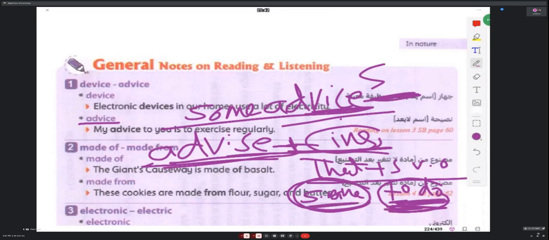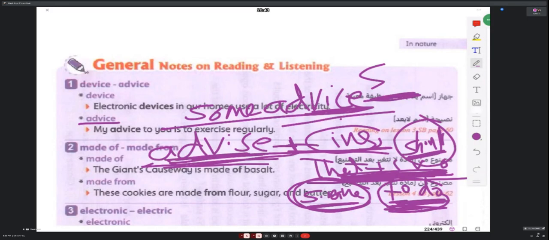When we use a sentence after advice, we sometimes use should. I can say, he advised me that I should study hard. He advised me that I should study hard. So a full sentence here using should, because should means advice. We can use should also.